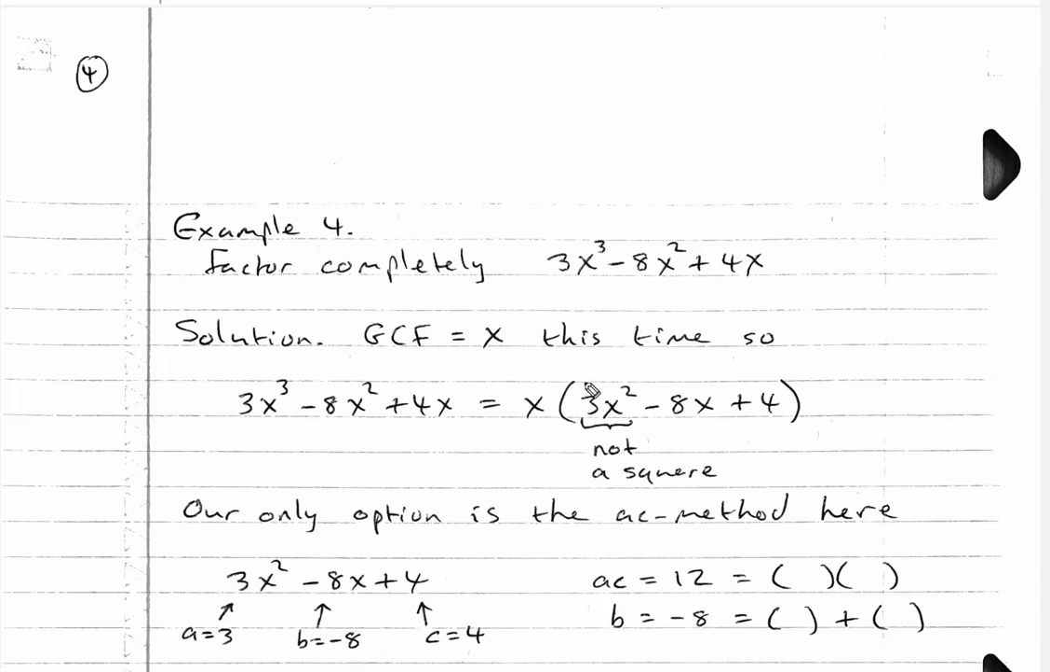And now we're looking at a trinomial. We're not in the easy case. We're not in the perfect square trinomial case either. This is a square, but this 3x squared is not something squared. So this time we're forced to try the AC method.